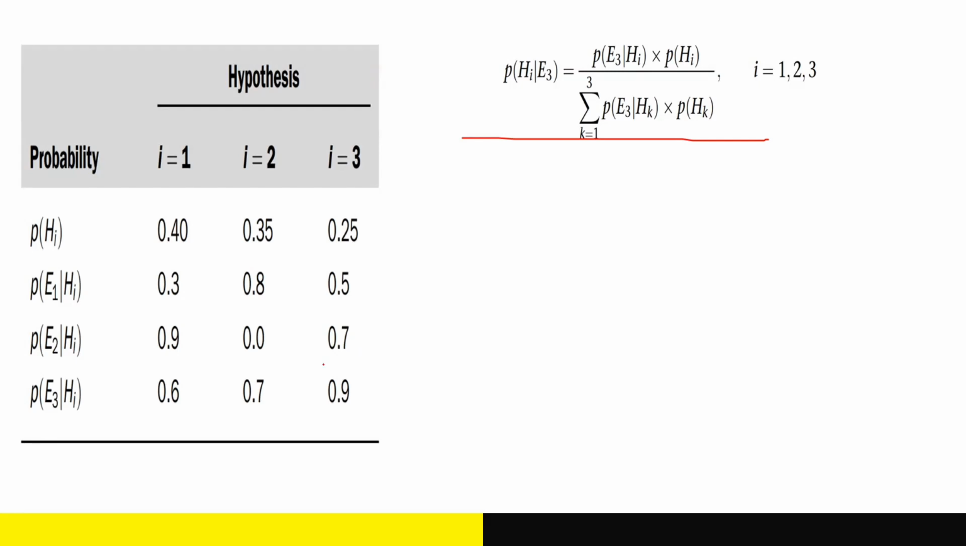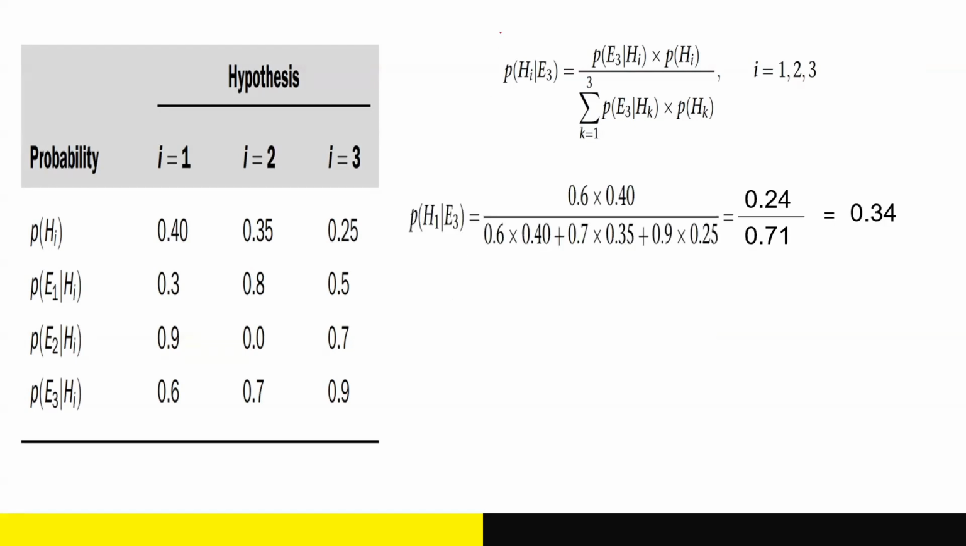Here, we are going to test hypothesis 1 given evidence 3. So i, as said a while ago, is 1, 2, 3. We start with i equal to 1. The probability of evidence 3 given hypothesis 1 is 0.6, and the probability of hypothesis 1 is 0.40. 0.6 multiplied by 0.40, the product is 0.24.